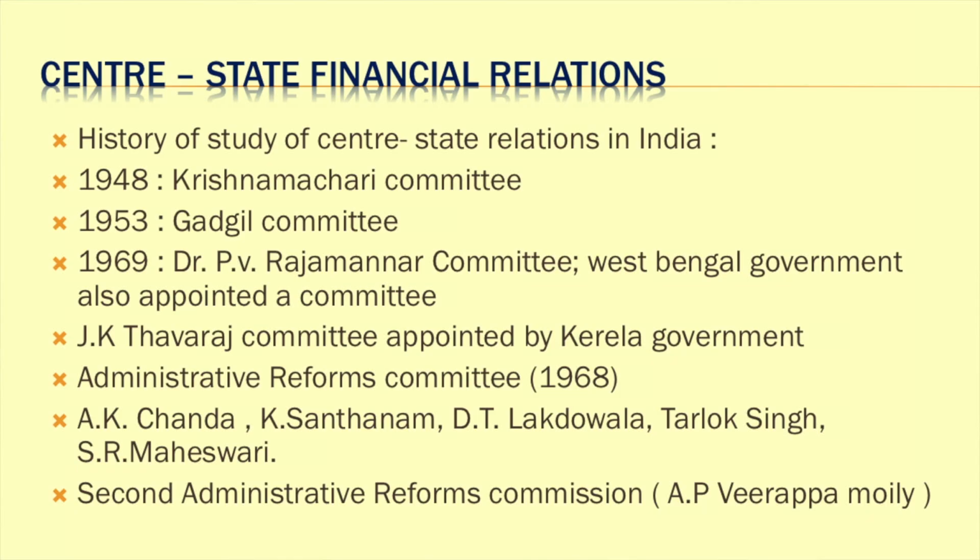But if you look into the effort taken by the government in settling various issues that arose in the working of the Constitution, particularly the problems between the center and the state, the financial relations, a large number of committees and commissions were appointed. In 1948, the Ayyangar-Mahalanobis Committee was appointed. The 1953 Gadgil Committee was appointed. In 1969, Dr. P. Rajamannar Committee was appointed by the West Bengal government. Then J.K. Thavaraj Committee appointed by the Kerala government. And then Administrative Reforms Commission appointed in 1968 also went into the same question of central state financial relations.